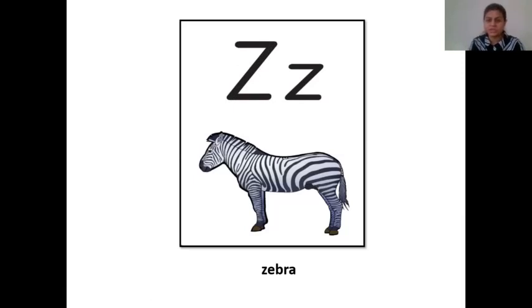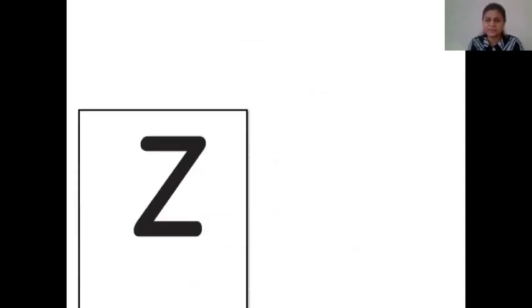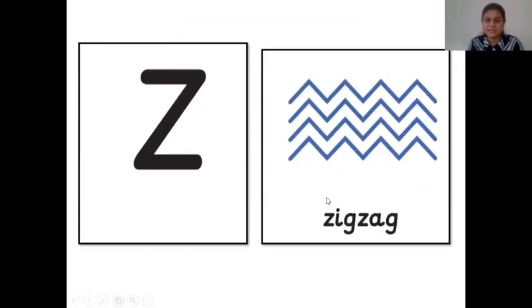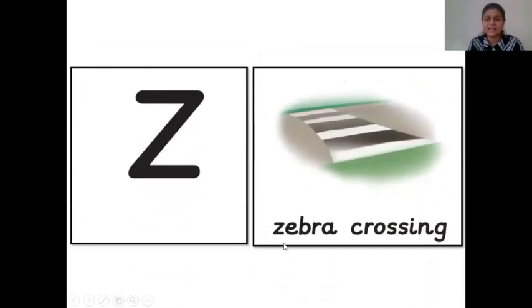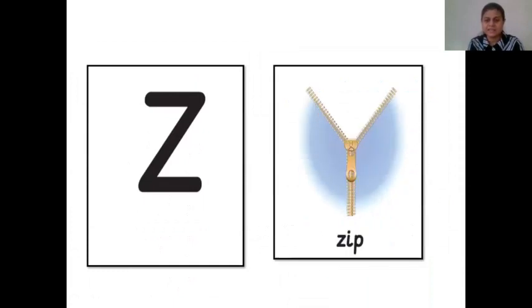Time to take a look at a few pictures right here. Which is this animal, children? Correct, it's a zebra. Z, z, zebra. Z, z. How are these lines? Zigzag. Z, z, zebra crossing. Correct. Z, z, zip. Very good.